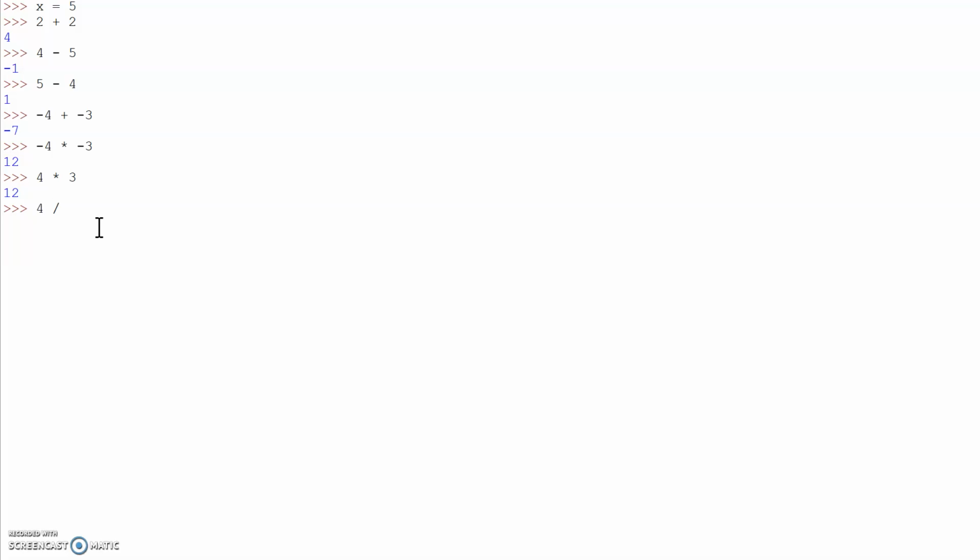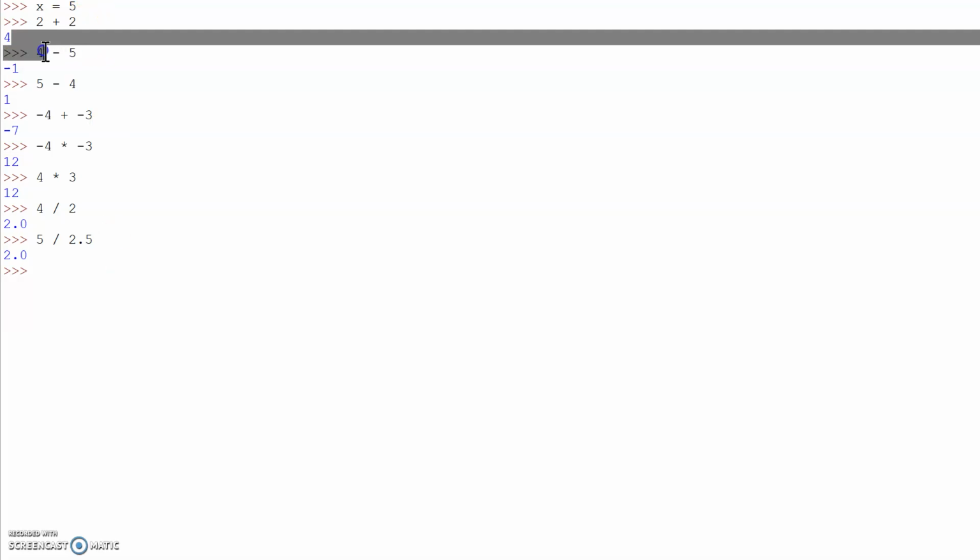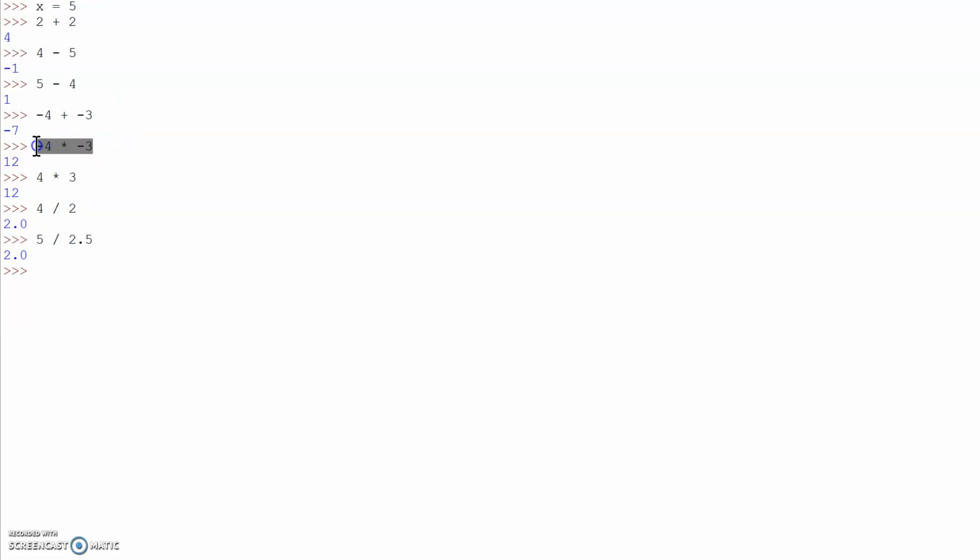Same with division. 4 divided by 2 is 2. When you divide, a useful thing to know is that Python will always return a float, because when you do division, you can expect the answer to be a float. So Python will always return your division as a float, even if it's a whole number or a decimal. As you can see here, 2.0. So we've covered the four main operators: plus, minus, multiplication, and division.